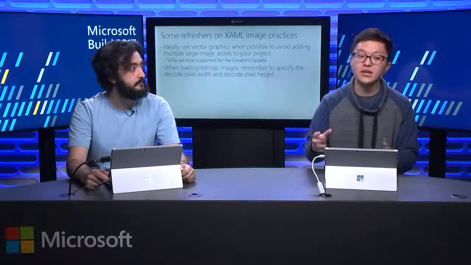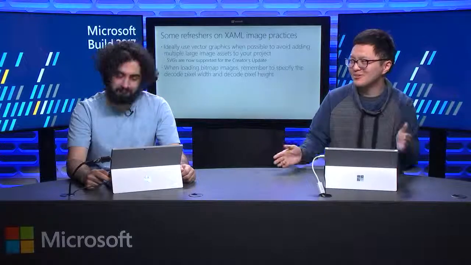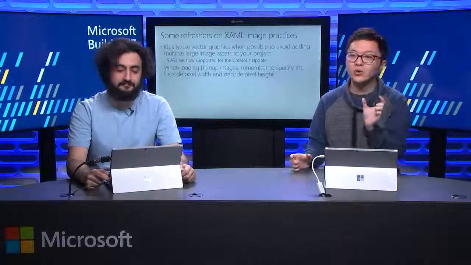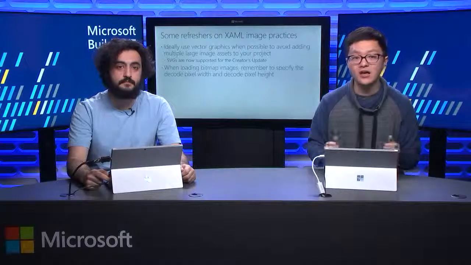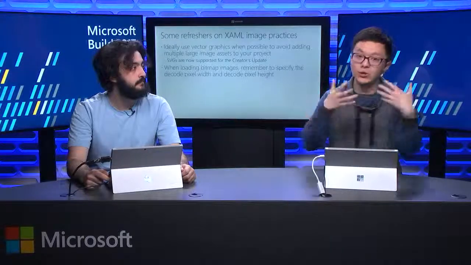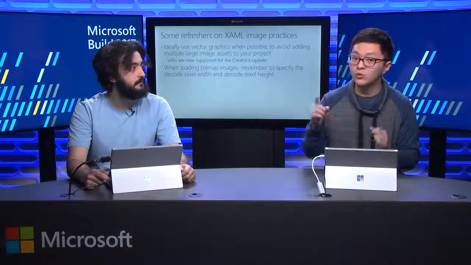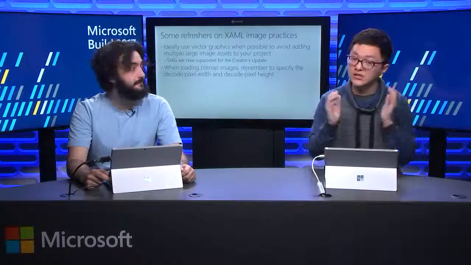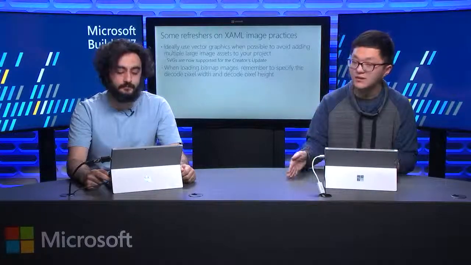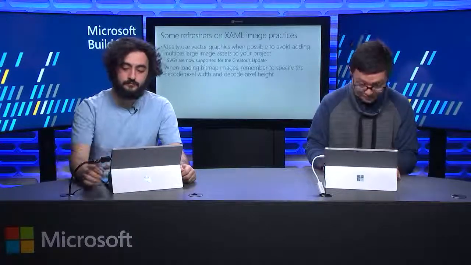So what that means is, if you have a huge 10,000 pixel by 10,000 pixel image and you only want to show it in your app as a small thumbnail, a small icon, the entire thing will be decoded, rather than if you specify the decode width and height, it will only be decoded to that size. So if you're only showing something that's 100 by 100, you specify that as your decode pixel width and height, and that saves significantly on memory footprint.